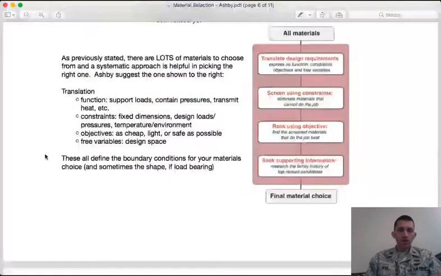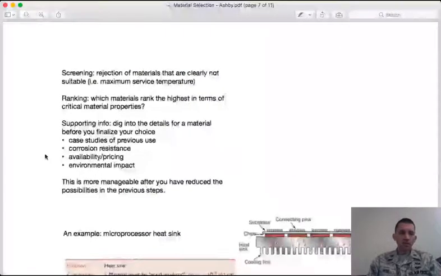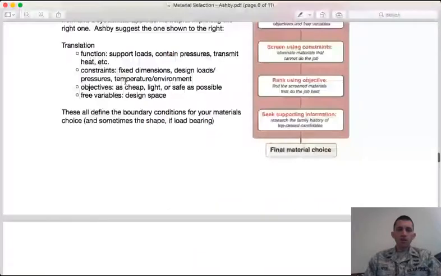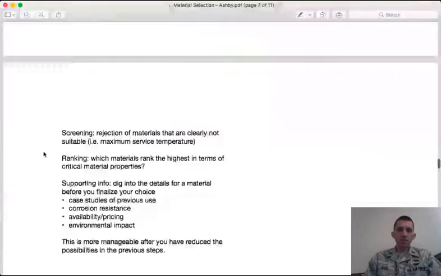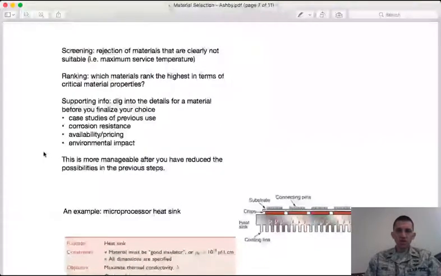Okay, so we have the translation, right? So as we're rejecting materials, the next step would be screening. And so when we're screening, this is the ability to quickly reject many materials that are clearly not suitable, right? So we have a list of constraints, and a lot of times those constraints will eliminate materials very quickly. For instance, maximum service temperature, right? So you say, well, this is going to be used at 500 degrees. Well, right away, basically any polymer is out of consideration.